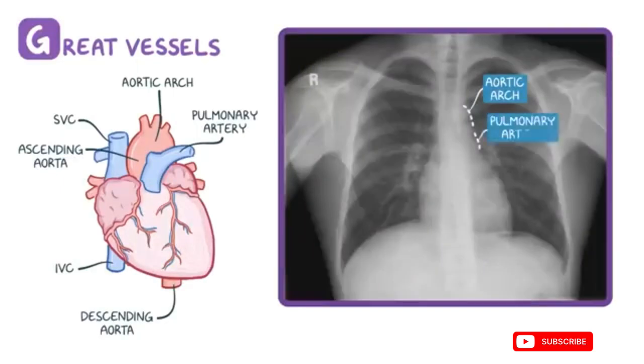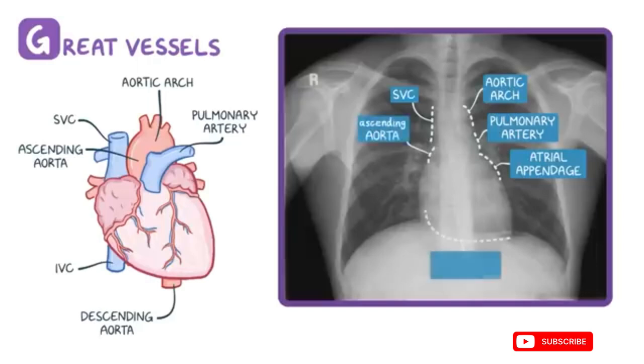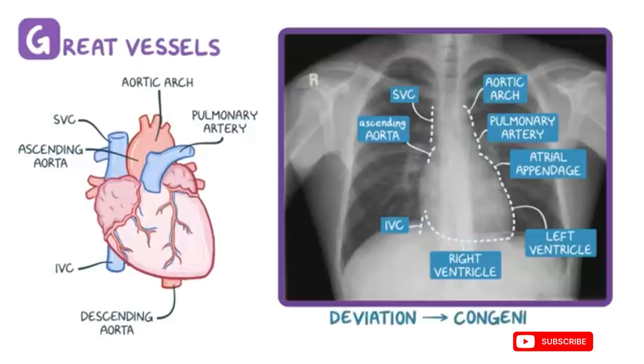by the pulmonary artery. Of note, since the heart is three-dimensional, the atrial appendage actually sits behind the central formation in frontal X-ray. On the right side, the superior vena cava, ascending aorta, right ventricle, left ventricle, and inferior vena cava should all be visible. Deviation may be the result of congenital abnormality or disease.